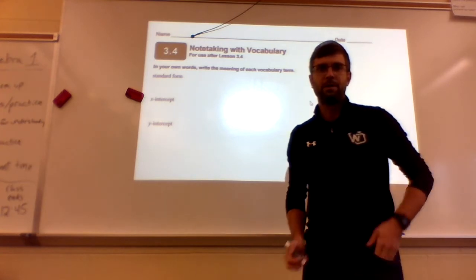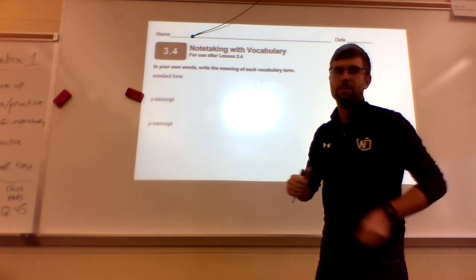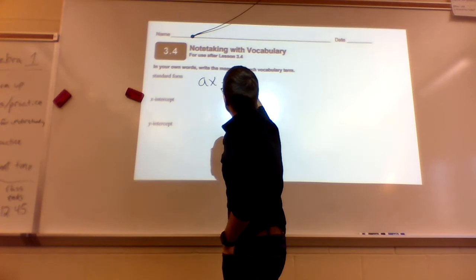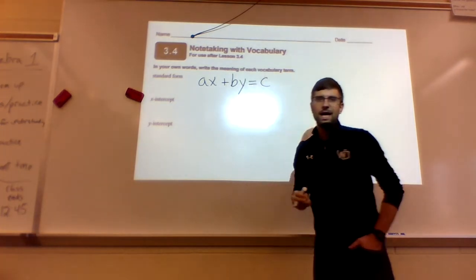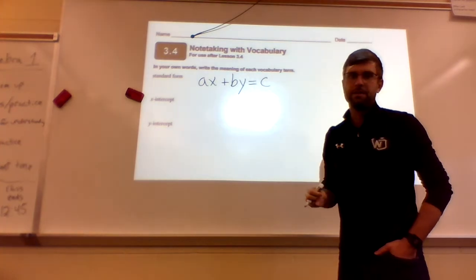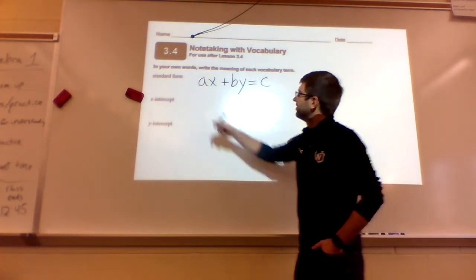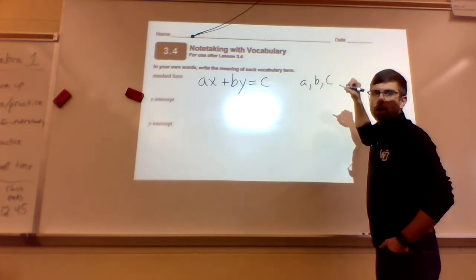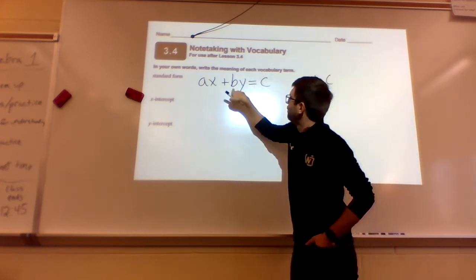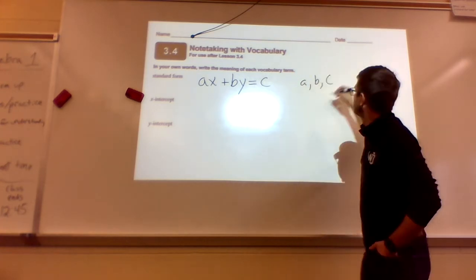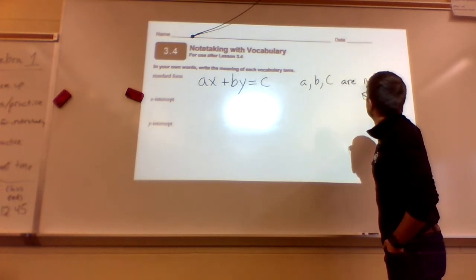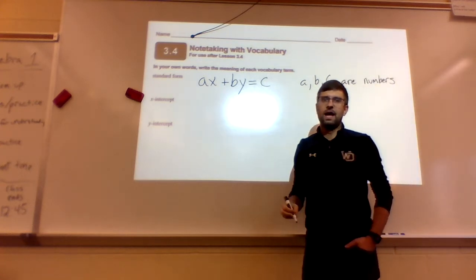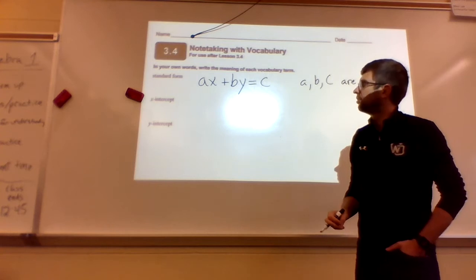So the first vocabulary piece that we want to look at is standard form. In standard form, we're going to write out our equation like this: ax plus by equals c. And a note for you is when we use this, the a, b, and c are all numbers. So a and b will be coefficients for us, c will be a constant, and x and y will always remain as x and y for our purposes when writing in standard form.